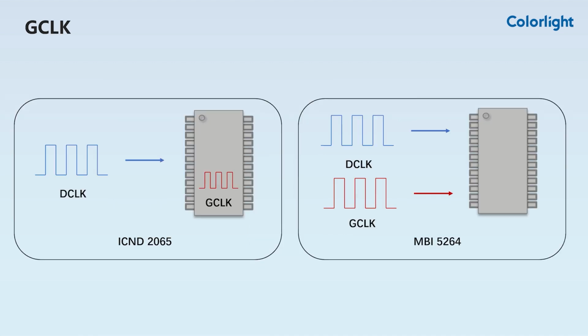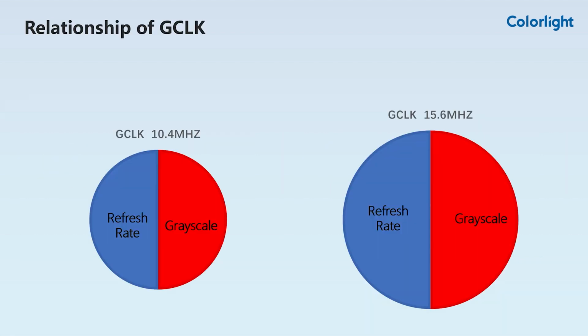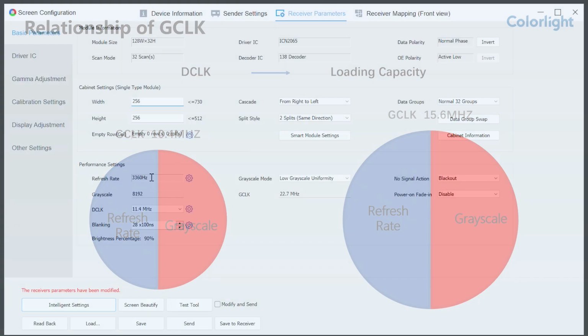PWM chips are diverse. The GCLK of some driver chips is determined by DCLK, such as ICND 2065, while the GCLK of some driver chips can be adjusted independently, such as MBI 5264. In PWM chips, the loading capacity of the cabinet is still related to the DCLK, but the refresh rate and grayscale value are determined by the GCLK.